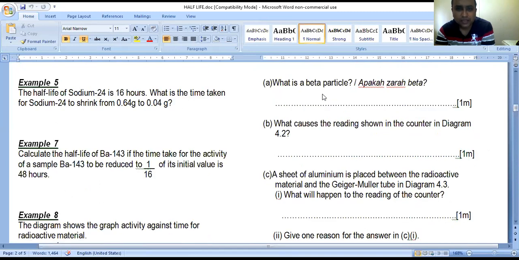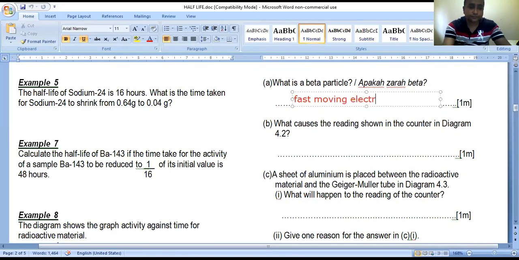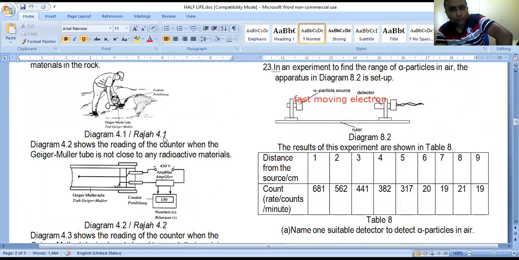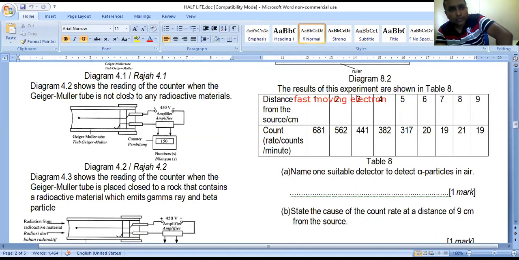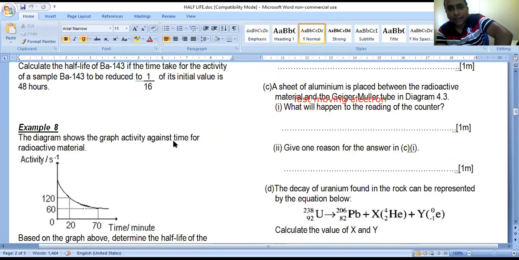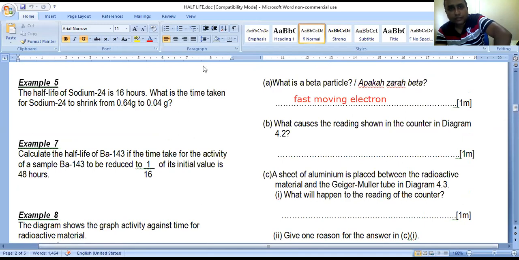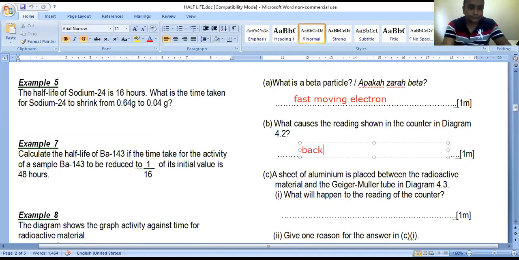So what is a beta particle? Beta is a fast moving electron. What causes the reading shown in the counter in diagram 4.2? When it's not close to any radioactive material, you get 150. This is called the background reading, or background radiation.